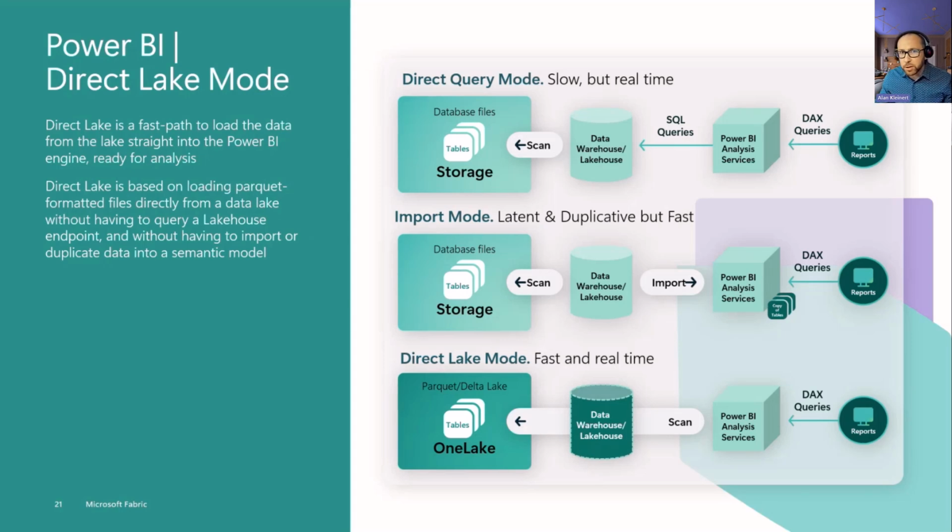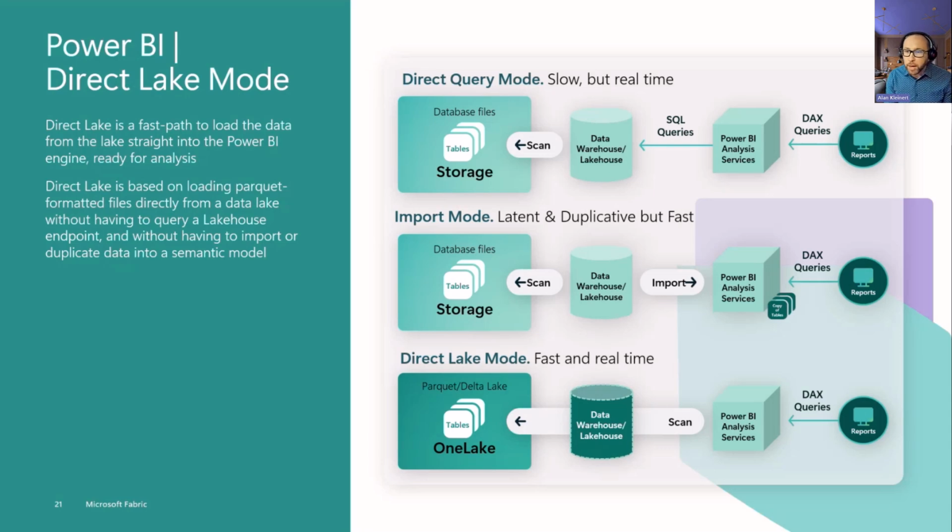So if we start at the top, direct query mode: slow but real-time. When you look at the data warehouse, lakehouse icon here, it's that middle management layer. It has to do the interpretation, the scan, and relay that back to Power BI analysis services. So this does it inline in real time, but if you're doing complex queries or a whole bunch of data, it's not often the most performant. It can lack on that front.